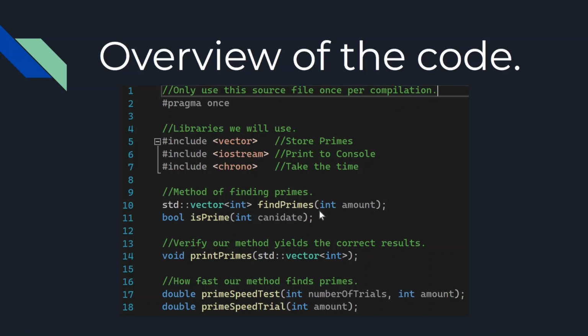We also want to be able to print out all the primes to our console, so we'll have a function called print primes. And we want to be able to conduct speed tests. And a test may be composed of many trials.